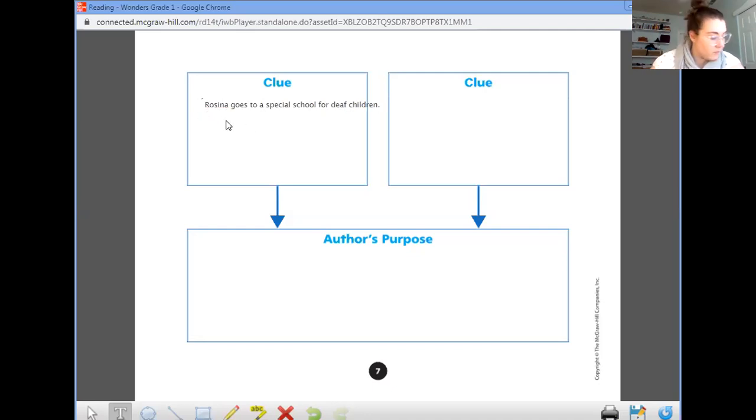Let's see. Her school is similar to other schools, except they use, and we're going to capitalize ASL. All right, so that is just short for saying American Sign Language.